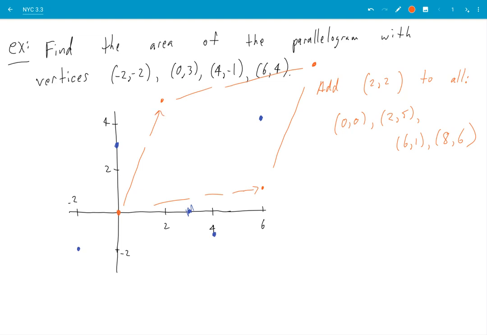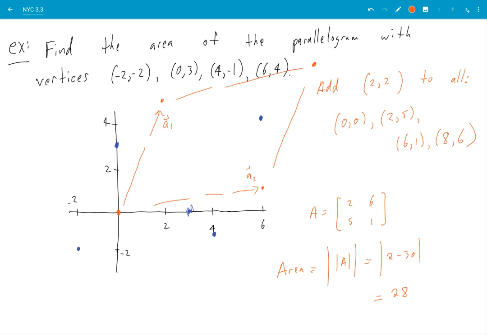So I'll let this be the first column of my matrix, and I'll let this be the second column. So A is equal to 2, 5 as my first column. Second column is 6, 1. So area is equal to the absolute value of the determinant of A, which is 2 minus 30, in absolute value 28.